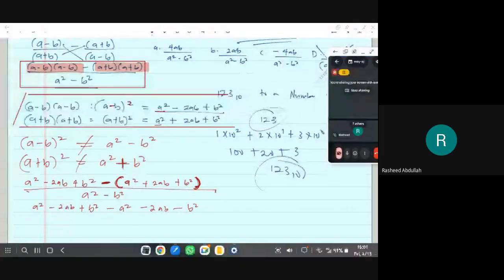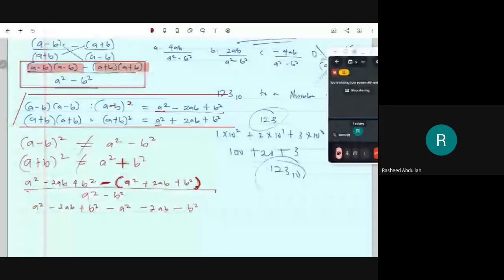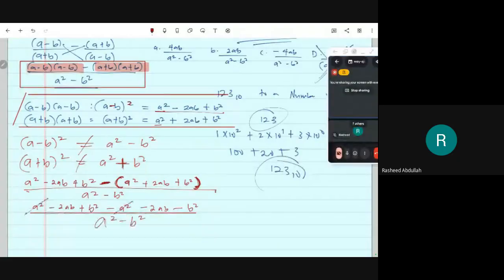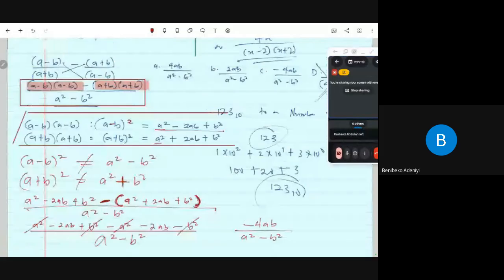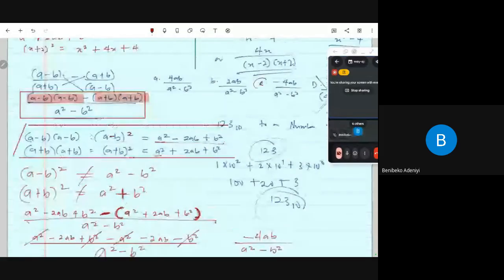So that's exactly what this minus is doing. This minus will affect everybody. All over A squared minus B squared. So minus A squared and this A squared will go. Minus B squared and this B squared will go. So we are left with minus 2B minus 2B. That's minus 4B over A squared minus B squared. Put this option what? Option C. And that's the answer.